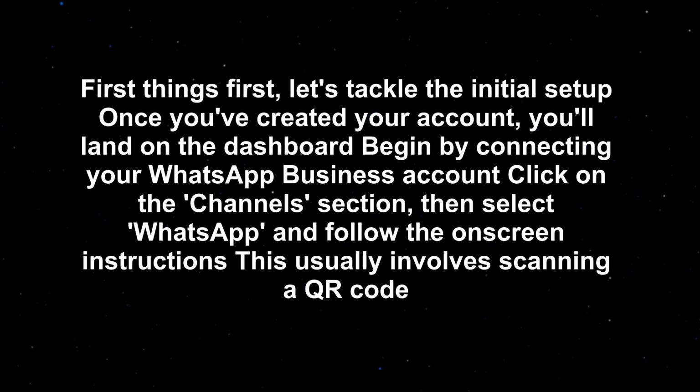Once you've created your account, you'll land on the dashboard. Begin by connecting your WhatsApp business account. Click on the Channels section. Then select WhatsApp and follow the on-screen instructions. This usually involves scanning a QR code.